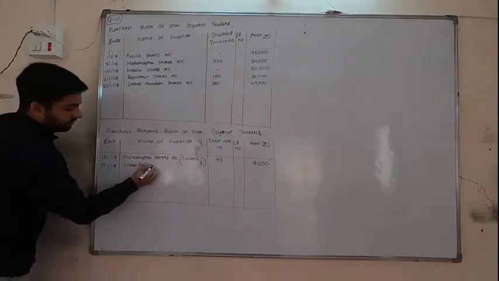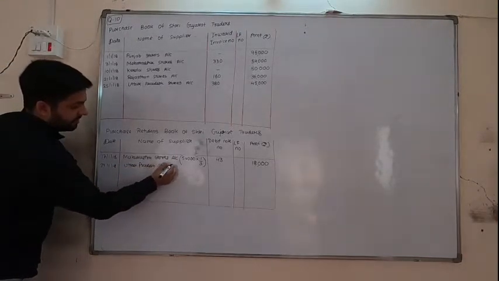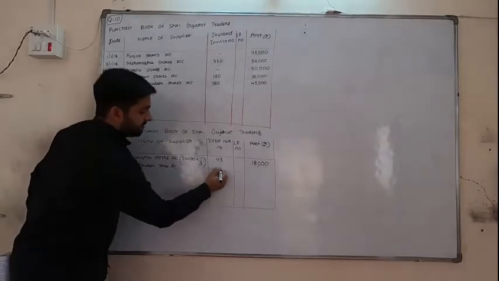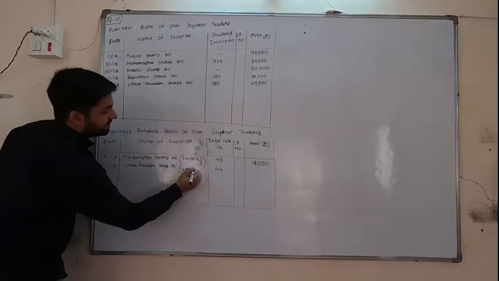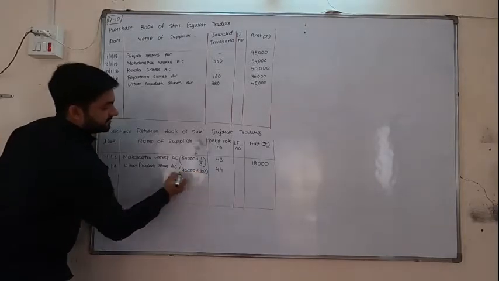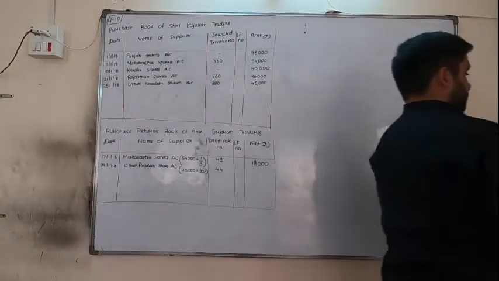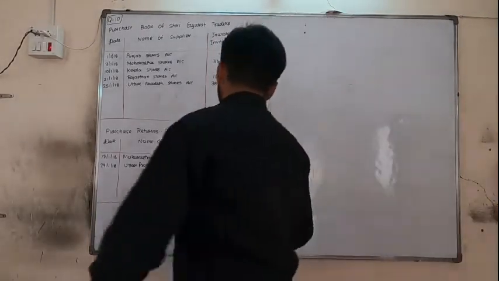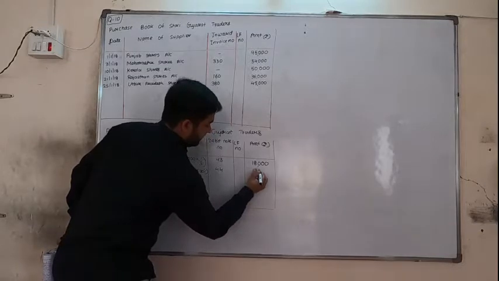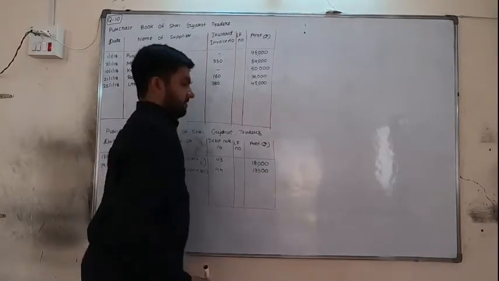So Uttar Pradesh stores account, debit note number is 44 and the amount will be 45,000 multiplied by 30%. 45,000 multiplied by 30% is 13,500. Okay.